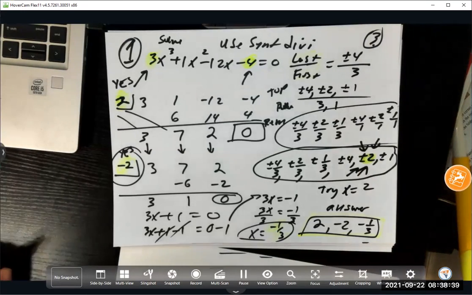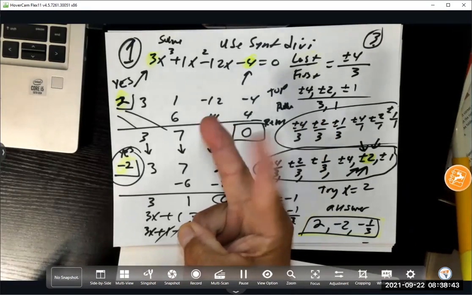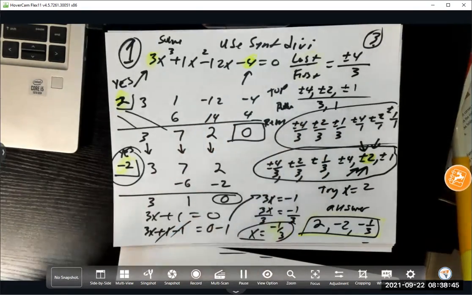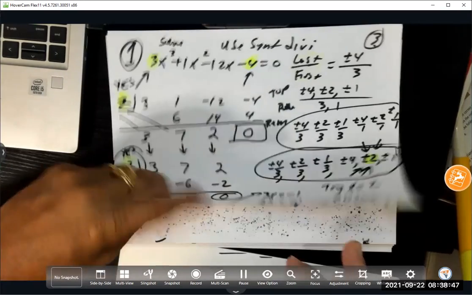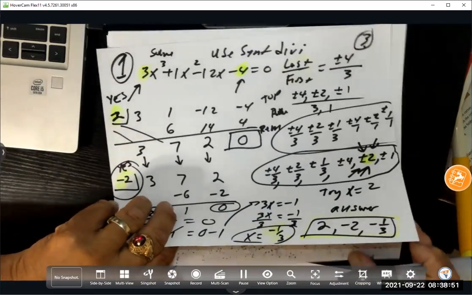Okay, this is how they do. All right, let me go to question number 2. Is that okay? Question number 2. I'm going to go to number 2 and see how it goes. Hopefully we can get like 5 skills or something.